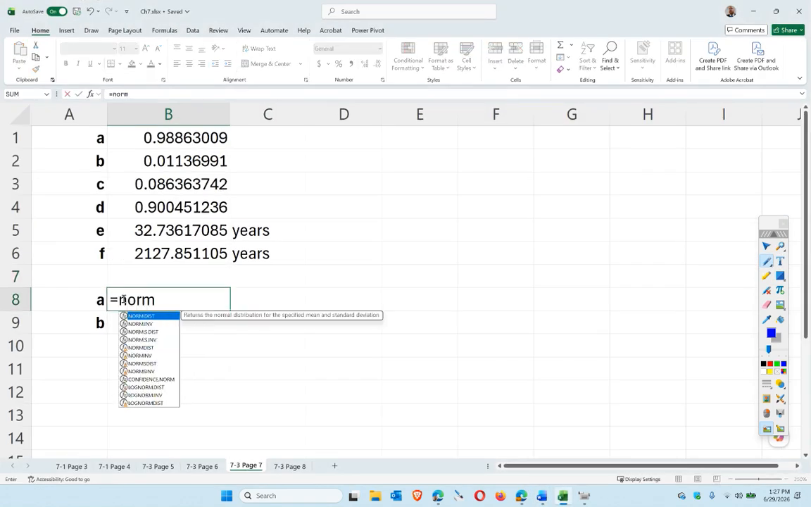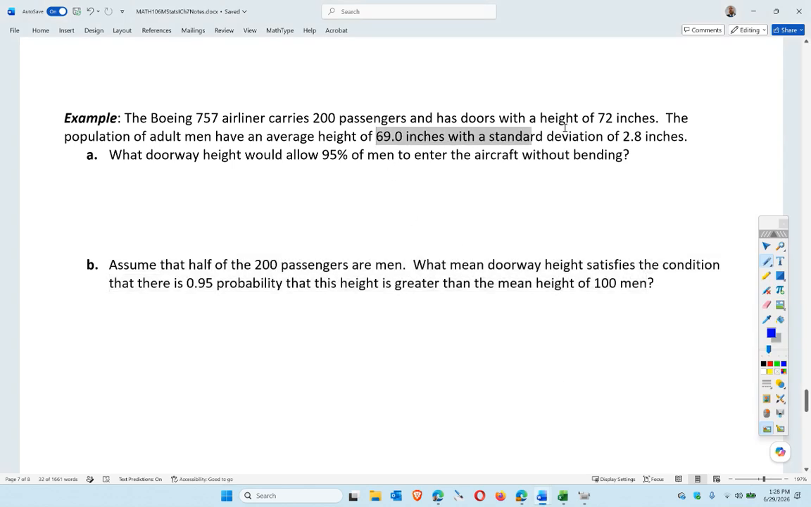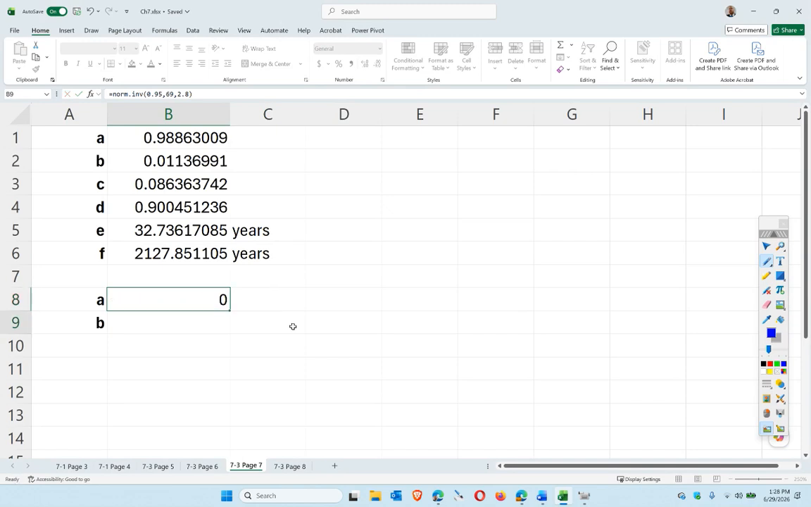So normal dot distribution, inverse, 0.95 comma 69 comma 2.8. Let me double check. So that's 69 and 2.8. Yeah, 69 inches and 2.8 inches, the mean and standard deviation. Okay, so if I do that, inches. So if I randomly select somebody in the population, the 95th percentile is this, right? So the chances are they're going to fit within the cockpit.